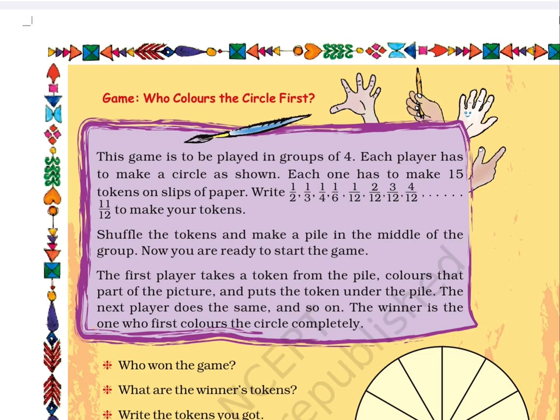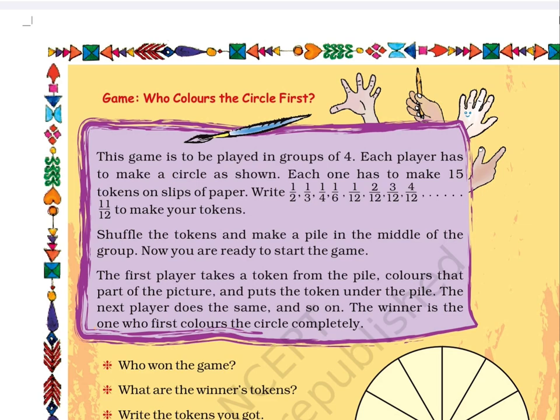The first player takes a token from the pile, colors that part of the picture, and puts the token under the pile. The next player does the same, and so on. The winner is the one who first colors the circle completely. Who won the game? What are the winner's tokens? Write the tokens you got. What part of the circle did you color? Next to this we have the picture of a circle.